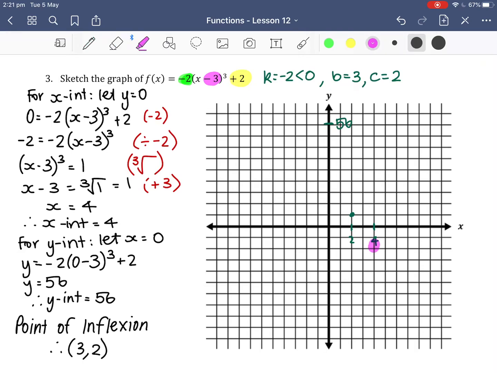Okay, so now we're just going to go through and draw our function, having our point of inflection going through the point 3, 2.